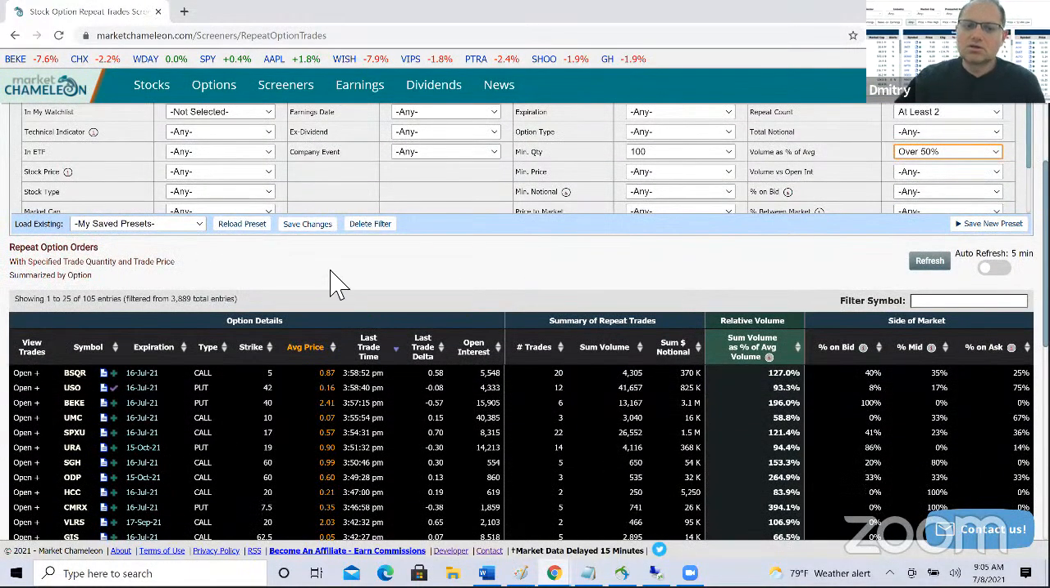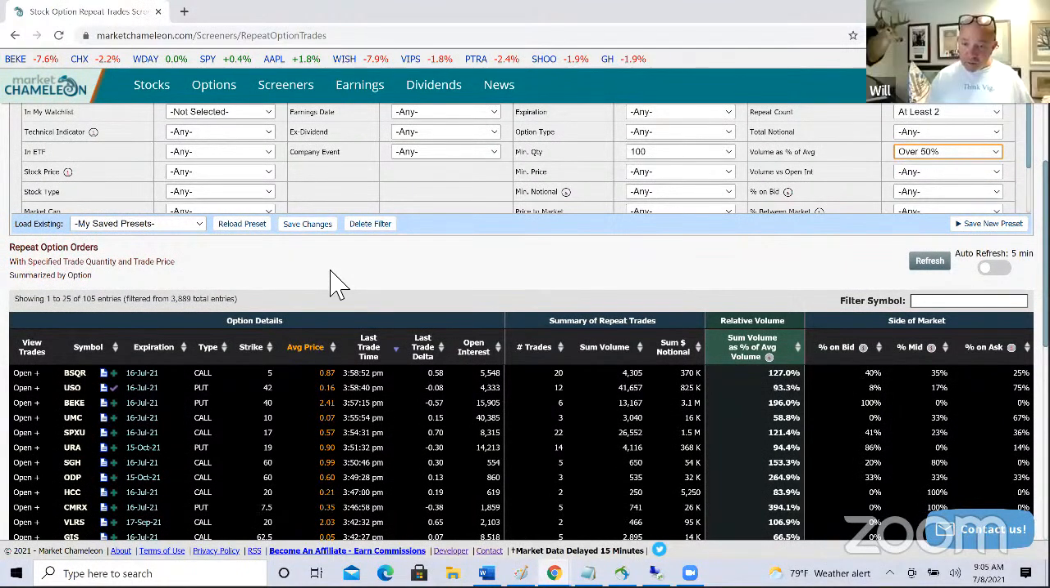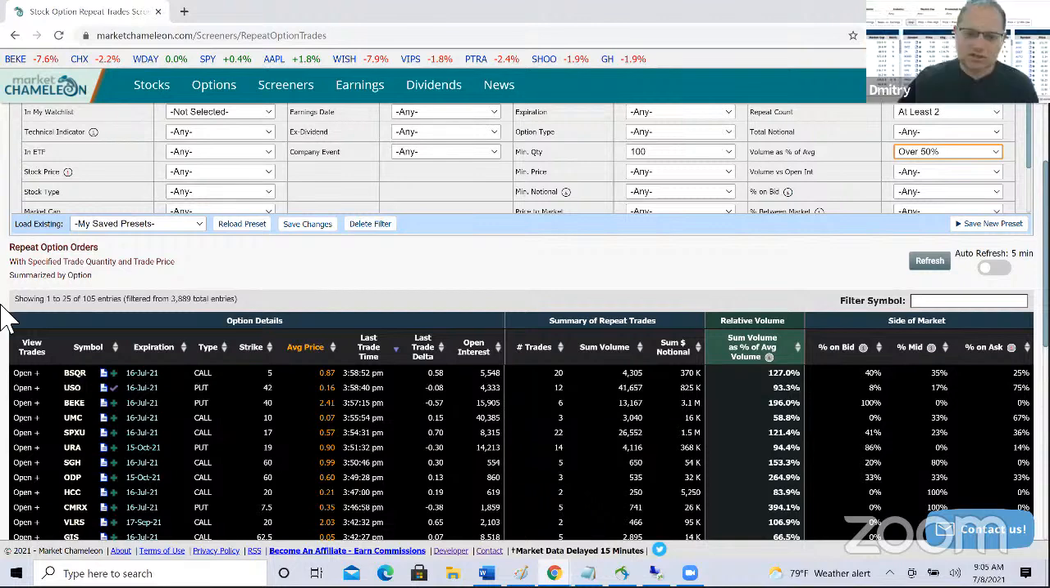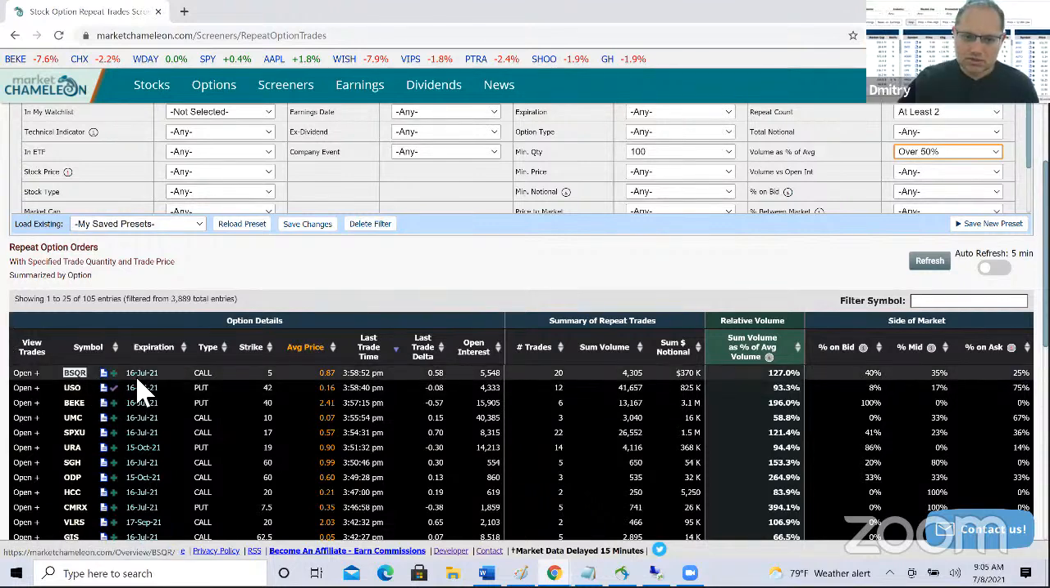So here it's looking at an option contract, so you've got the symbol, you've got the expiration. This is a call, 5 strike. And it's scanning to see, are there big blocks trading in that option contract? So, of 50 contracts or more, and how many times are they trading?